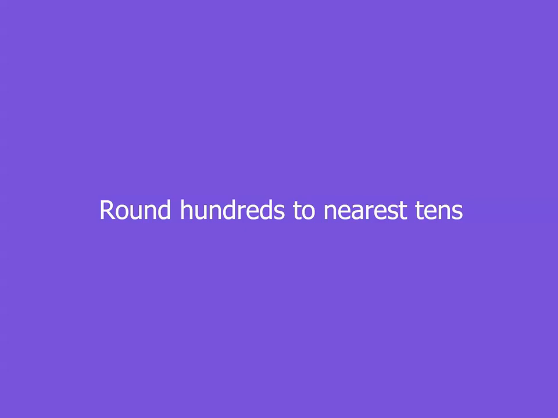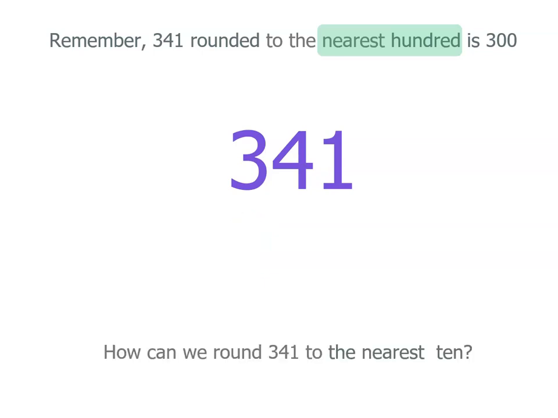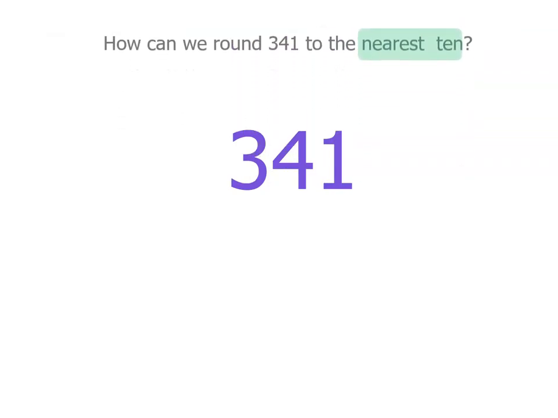Now, what if we have a number in the hundreds, but we decide to round it to the nearest tens? Remember when we had this, we rounded this to the nearest 100, and we found that it was closer to 300 than 400. So we started looking at the hundreds place, and then we went to the digit to the right. So how could we actually round this to the nearest 10, do you think? Well, what we're going to do is we're going to put that up there, and once again we look at what the question's asking. It says, how can we round 341 to the nearest 10?